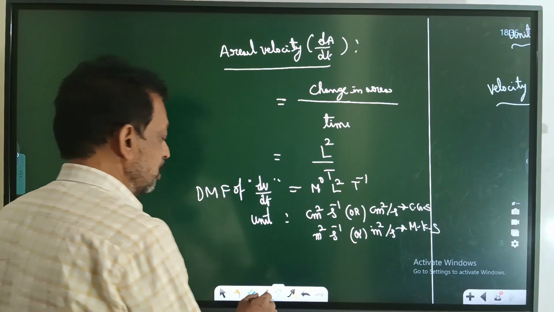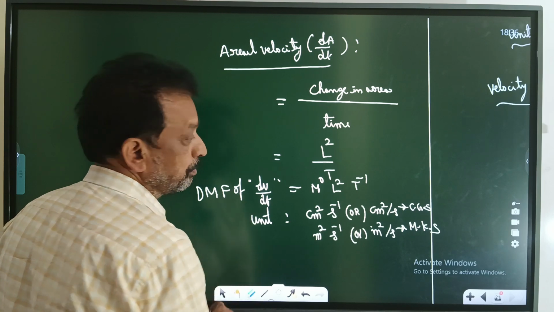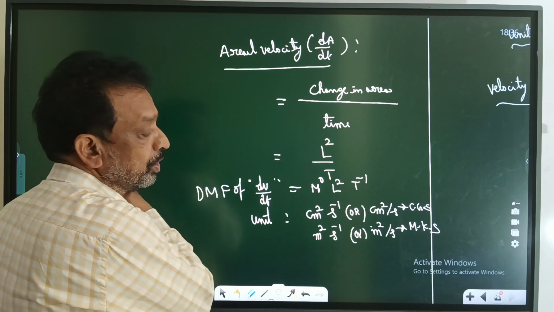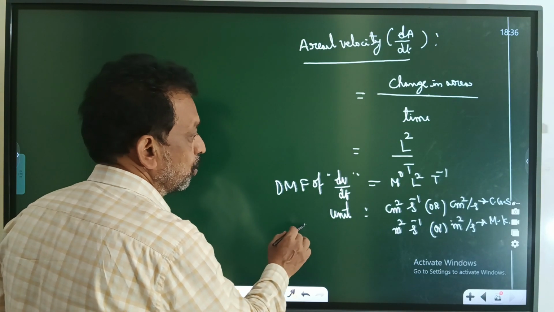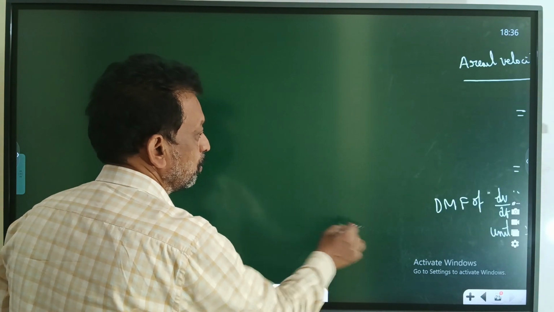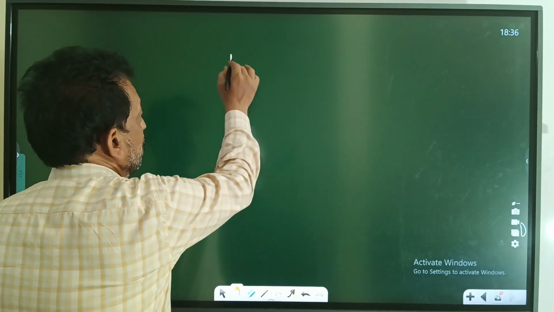Areal, right. Next, coming to the right side. Completed? No, right. Go to right. Note, please.